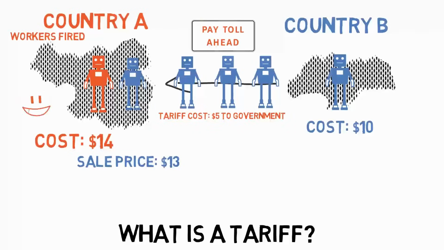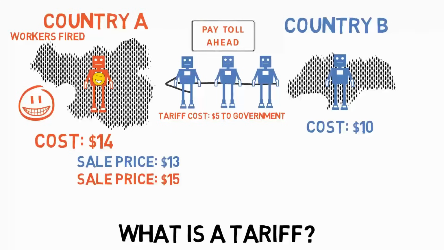Well, now the manufacturers in country A are thrilled. They can sell their widgets for, let's say, $15 a widget, and the competitors in country B can't beat their price. So that is essentially how a tariff works. Now the real question is, is this good or bad? Well, for the widget manufacturer in country A, it's a great thing.